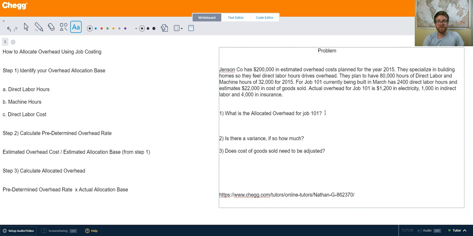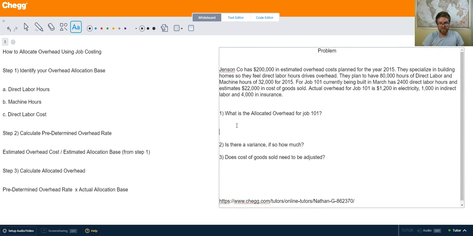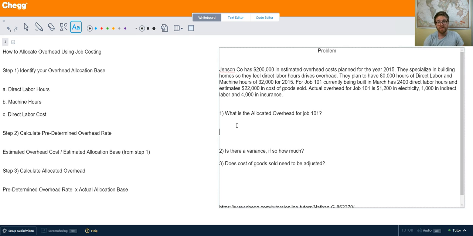Well, if we follow these first 3 steps, we can get this answer. So if you remember on step 1 here, we need to identify your overhead allocation base. Now they say that they feel direct labor hours drive overhead. So there it is. So we know that we're going to use the estimated hours starting out, which is 80,000 hours. Now from there, let's go ahead and calculate your predetermined overhead rate by using your estimated overhead cost divided by estimated allocation base. So again, the allocation base in this problem will be direct labor hours. I gave you machine hours as well, but you can ignore that.